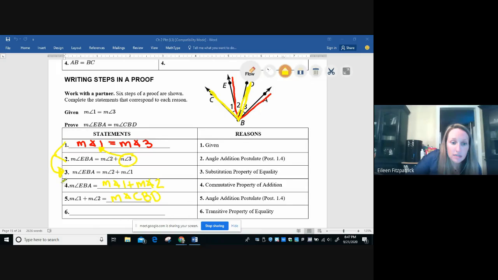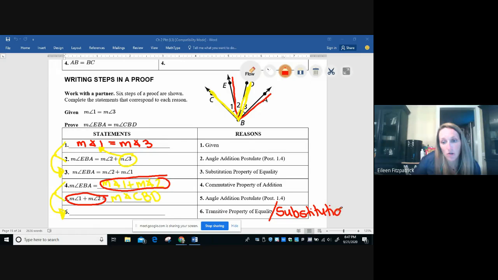And then finally, try to see if steps 4 and 5 can fit together. Look for what they might have in common. Do we see that they both have angle 1, angle 2 here, and angle 1 and angle 2 there? So using the transitive property, or this also could be called substitution, I would allow that as well. You're replacing angle 1 and 2 with what it's equal to, which is EBA. So now you have the measure of angle EBA instead of 1 plus 2 is equal to the measure of angle CBD.